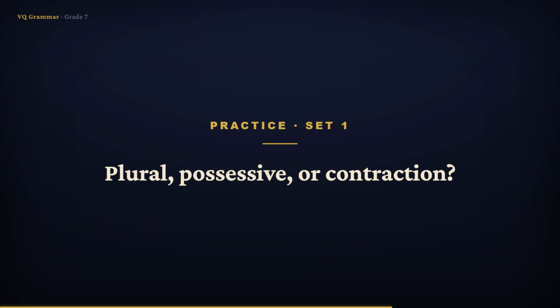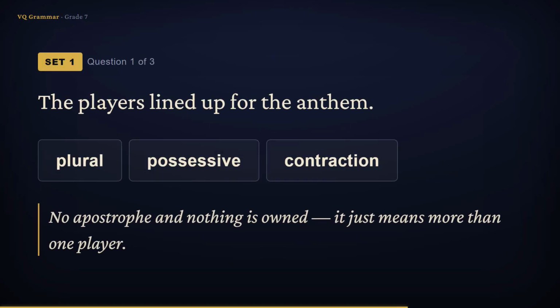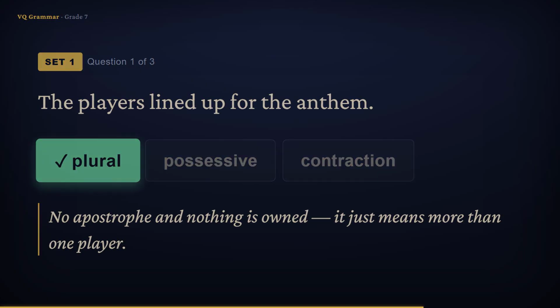Time to practice. In this first set, decide which of the 3 each highlighted word is: a plural, a possessive, or a contraction. Pause the video and choose before I reveal the answer. The players lined up for the anthem. Is players a plural, a possessive, or a contraction? Nobody owns anything here, and no words are joined. The word simply means more than one player, and it has no apostrophe, so the answer is plural.